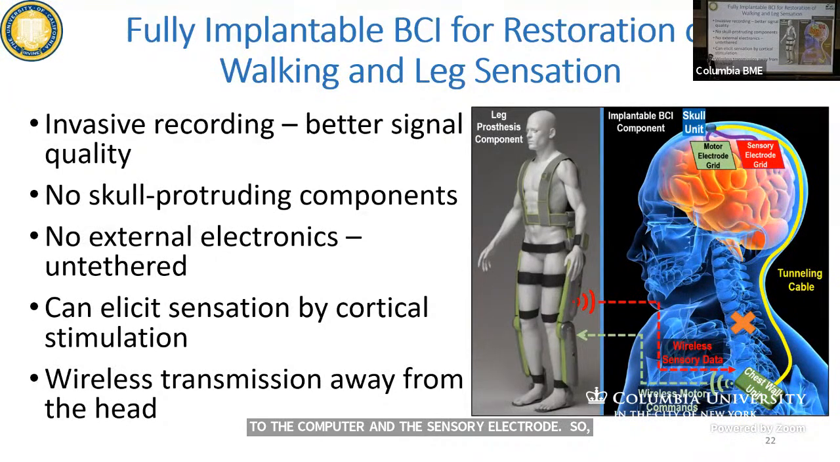For those of you who are familiar with DBS, deep brain stimulator, this is sort of reminiscent of that design. The tunneling cable that goes subcutaneously is actually common to DBS. Even this chest wall unit is routinely done for these devices, pacemakers, and so on and so forth.